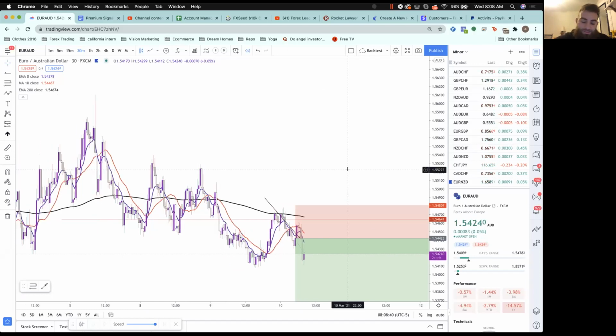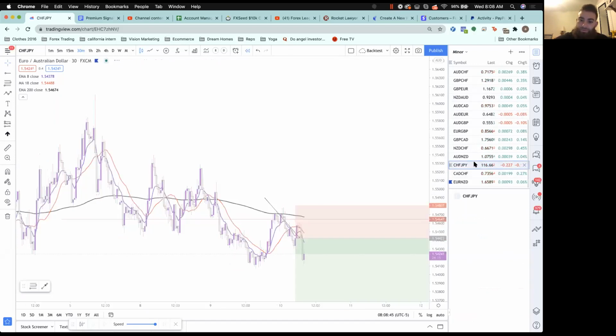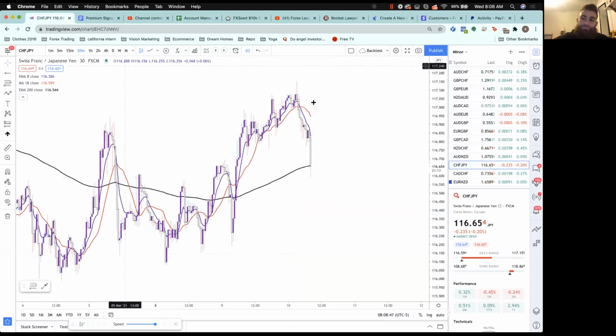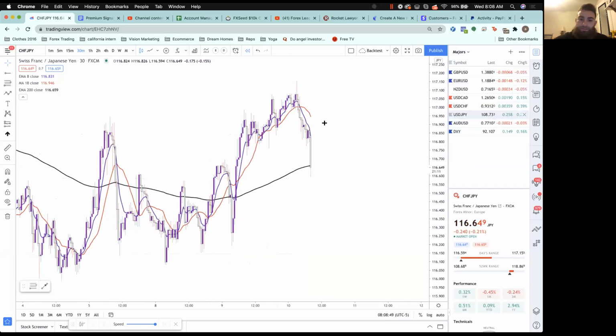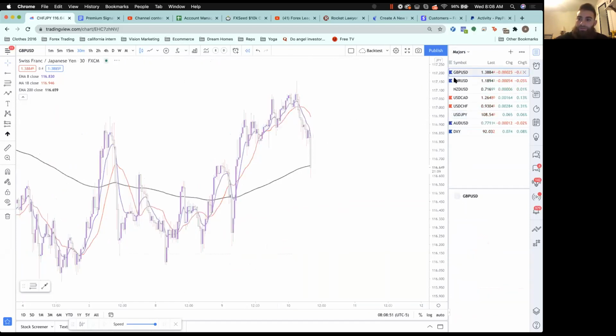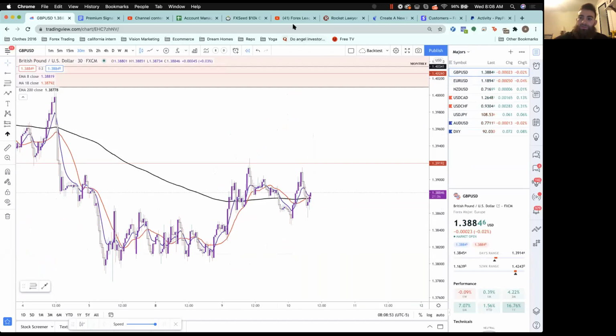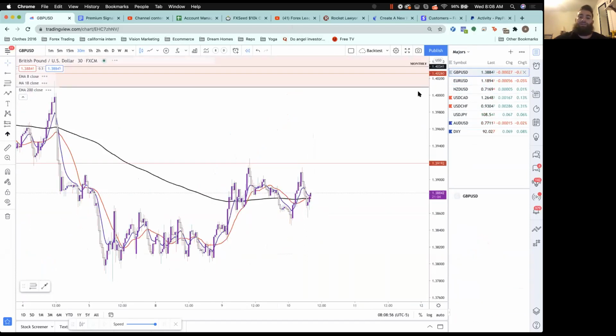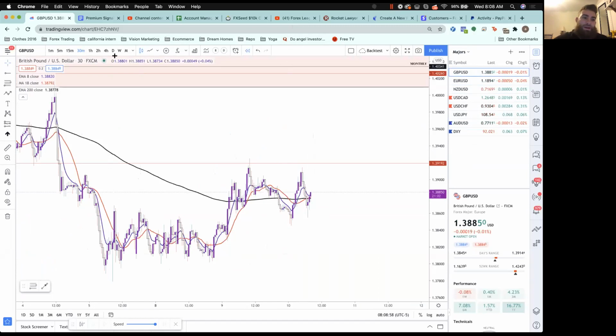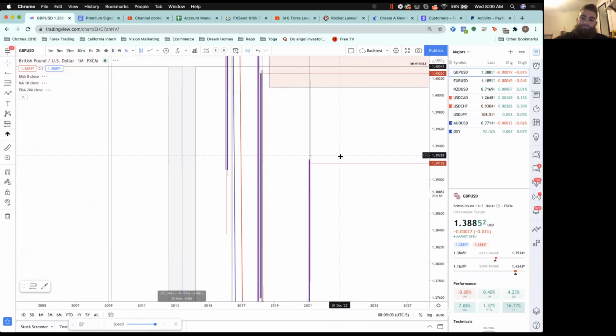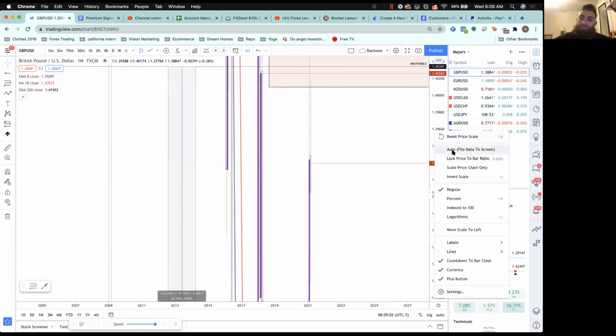All right, so this is the main trade idea that I have right now, but there's a few other ones as well. I'm going to come back on to the majors. Let's go over to GU. GU looks like a buy right now, so I'm going to hop up time frames. We're going to look at the monthly time frame.